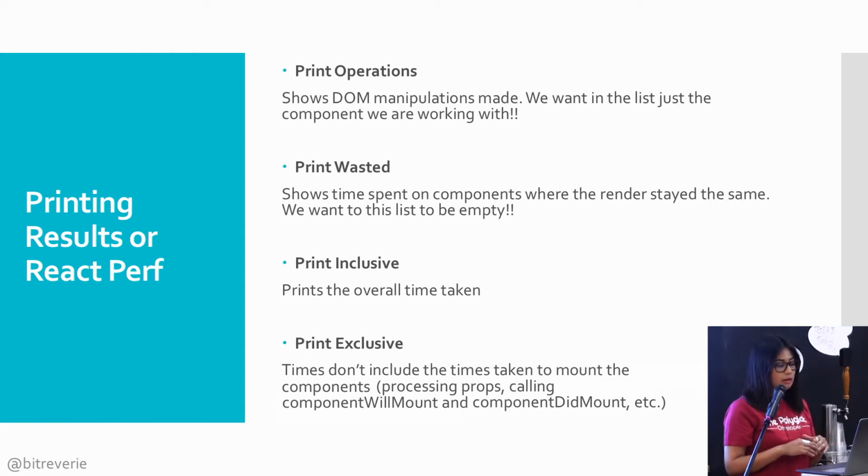Print wasted shows the time we spent on components that were rendered but stay the same. So there are components whose properties didn't change, the state didn't change, but for some reason they are being re-rendered. So ideally, in our applications, we want this list to be empty.